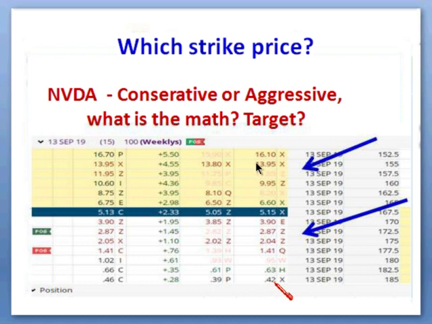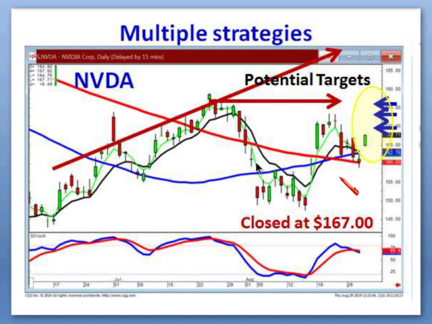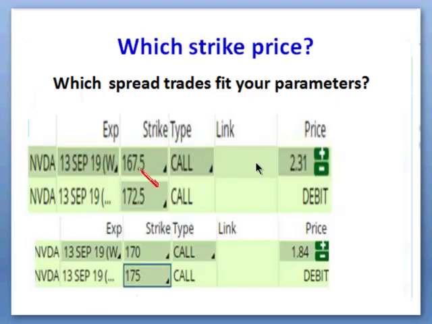Yeah, I could. Or what is my price target? Well, today it closed at 167. It's got the potential of coming up here. What is the math on each one of the spreads? Well, I might take a look and say, all right, if I bought the 167.50s and sold the 172.50s, the $5 difference, the $2.31, that doesn't quite reach my parameter for risk reward. I want to be below $2. What if I buy the 170, 175 for $1.84? That makes a little bit more sense.